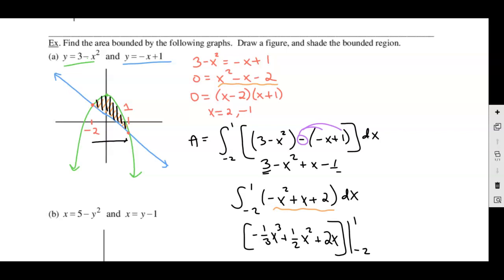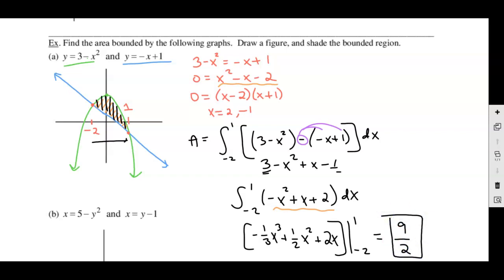Okay, I'm going to skip a little bit of the arithmetic just to speed it up. But if you were to do that arithmetic, plug in 1 for x, and then plug in -2 for x for the lower, and then do top minus the bottom, the upper evaluation minus the lower evaluation, if you were to finish all the rest of that arithmetic, you would end up getting 4.5, or 9/2.